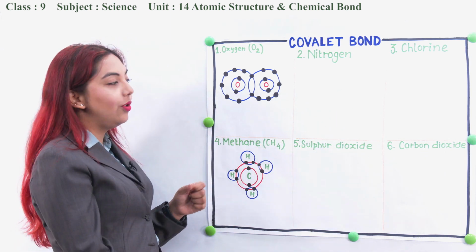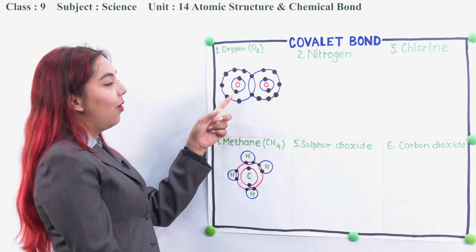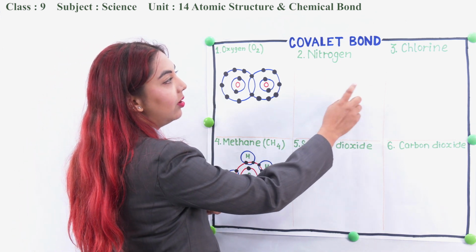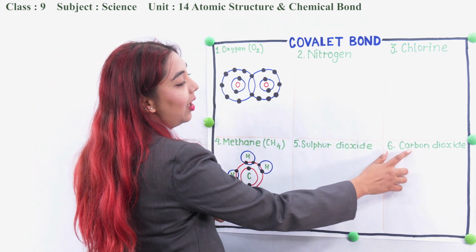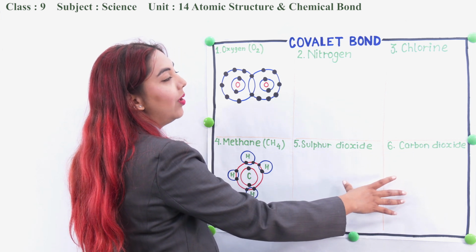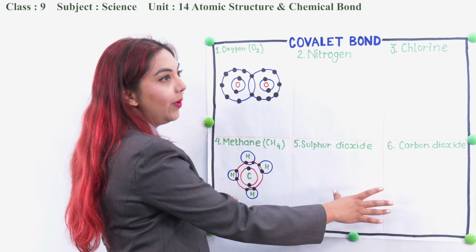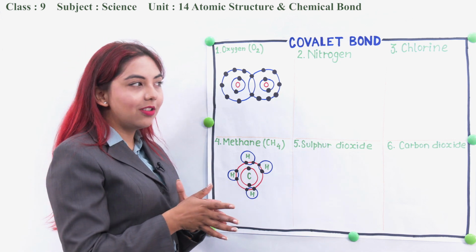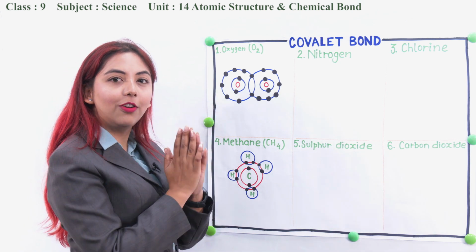I've already shown you the examples of two, that is oxygen and methane. Now similarly you have to draw nitrogen, chlorine, sulfur dioxide and carbon dioxide, and how their covalent bonds are formed, on a chart paper. After you make this chart paper, you should show it to your science teacher and make sure you paste it on the wall of your classroom.